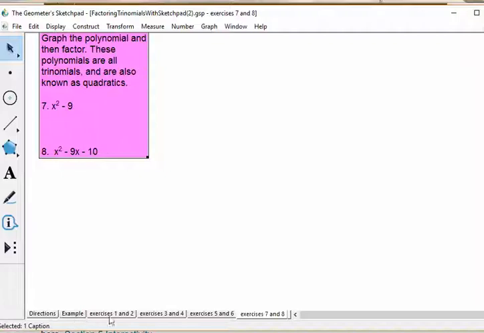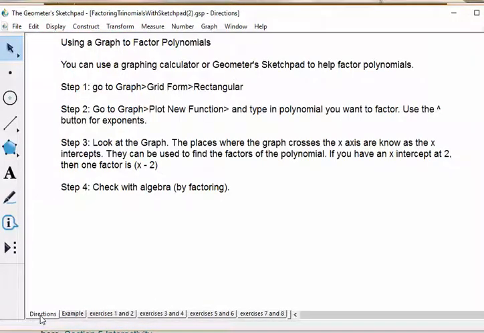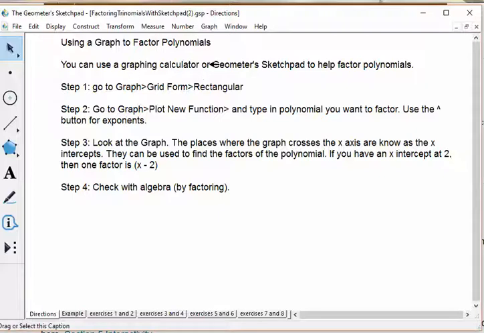There's all these tabs along the bottom. It defaults to the last page, so I need to go to the first page, which says Directions. So in this Directions tab, it tells us what to do. We're going to use a graphing calculator in the form of Geometry Sketchpad to help us factor polynomials. So those are the x squared plus 6x plus 8 type of things that we've been working with.